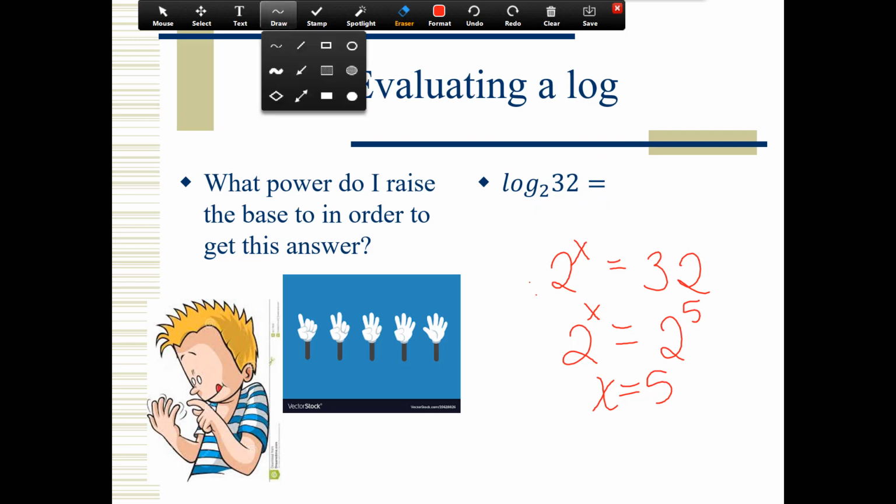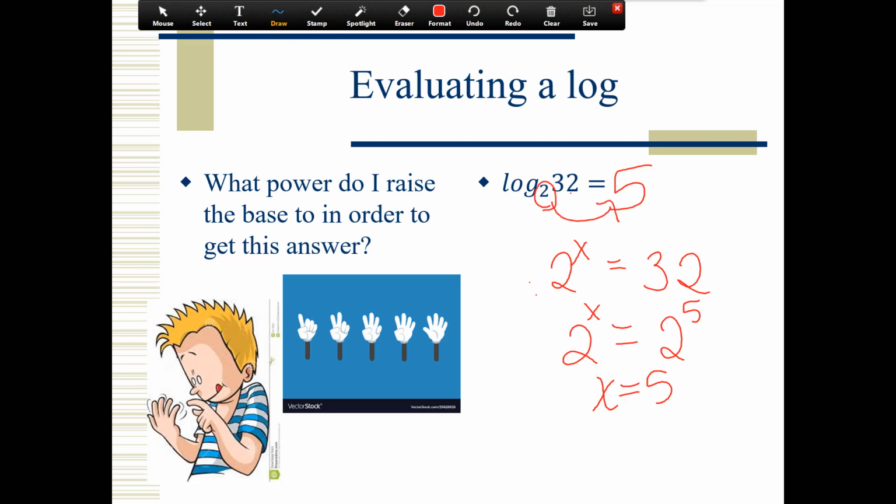So if we're just evaluating this expression up here, and we ask ourselves, what would I raise 2 to in order to get 32? The answer would be 5. And you can see that that's true by looping it. 2 to the 5th power is indeed 32. So you can see that it works.